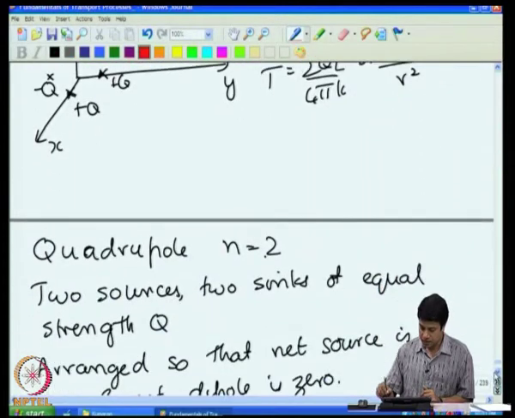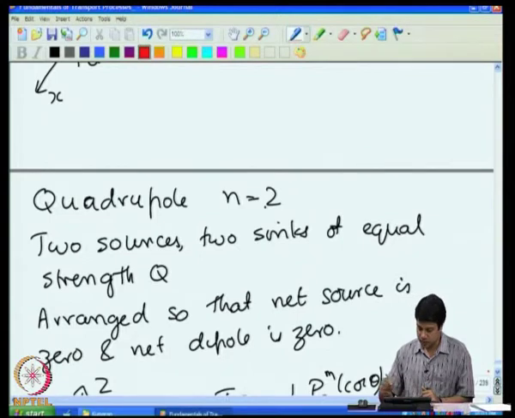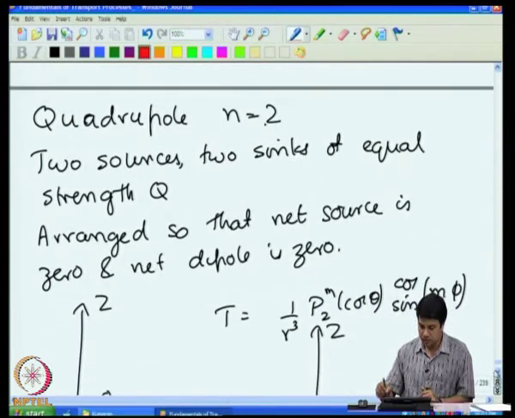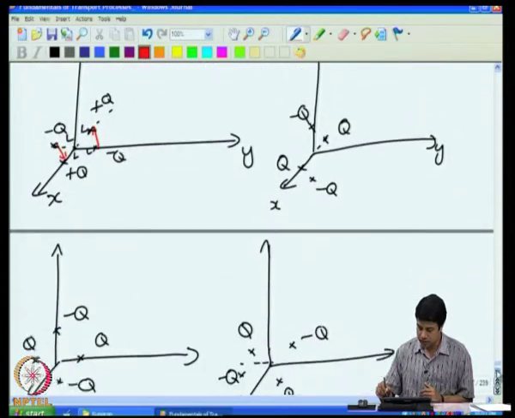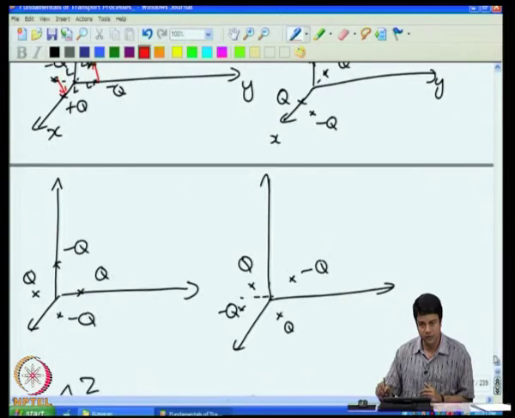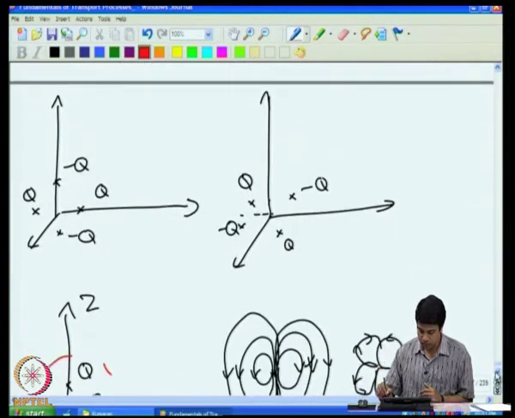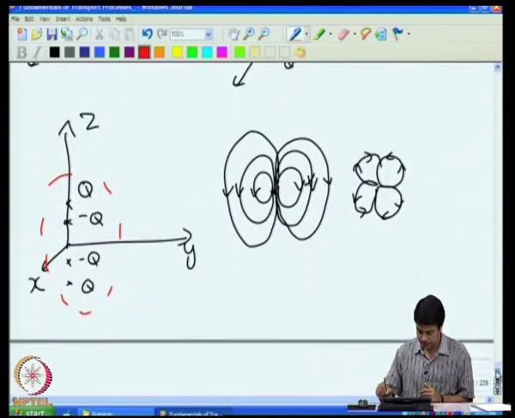And then I showed you how n is equal to 2 can be obtained by superposing 2 sinks and 2 sources of equal strength, arranged so that the net source is 0 and the net dipole moment is 0. And we looked at the symmetries of these, and I showed you that they are identical to the symmetries of n is equal to 2 and m is equal to -2 to +2 in the spherical harmonic expansion.